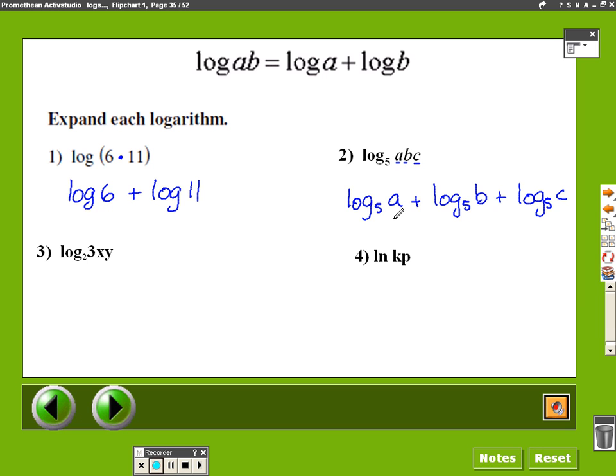All right, I want you to please hit pause, try the next two, and check and see if you got it right. So hit pause right now, try 3 and 4.